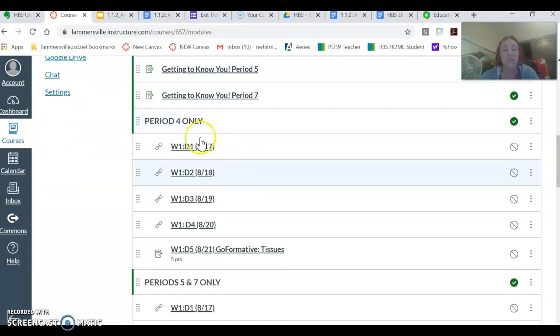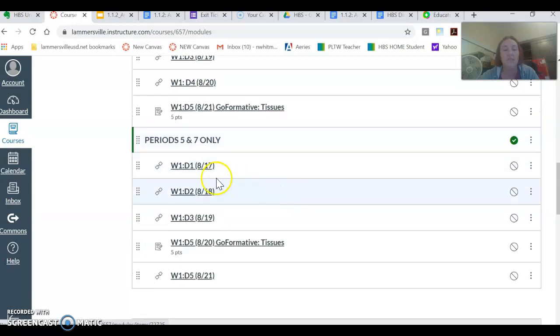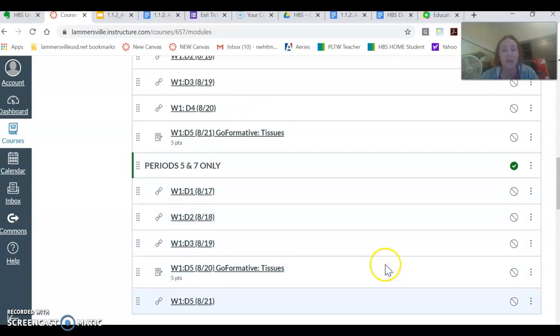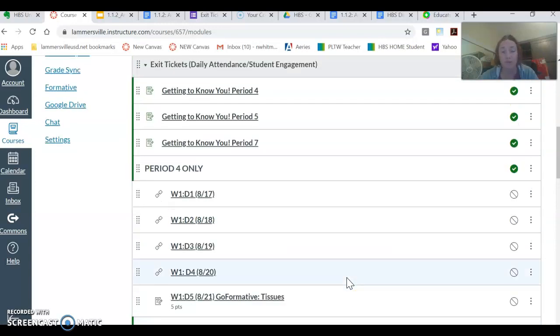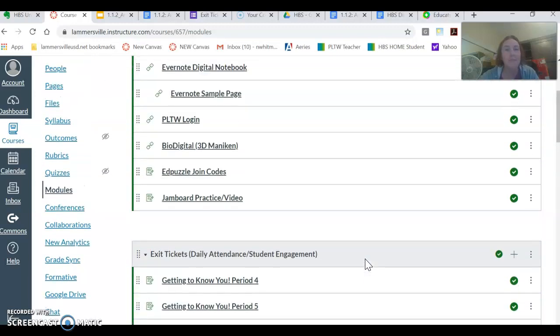module. For each period, fourth period, here are your links for this week, and fifth and seventh period, here are your exit tickets for this week. Please make sure that you fill out the correct one for your period and the correct day. I have the dates written down here, so please follow those along, and make sure that you fill those out every day by 3:45. That is how I determine whether or not you participated in class that day. Okay?